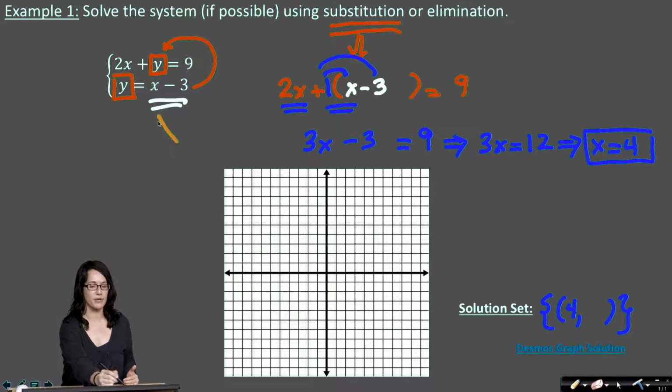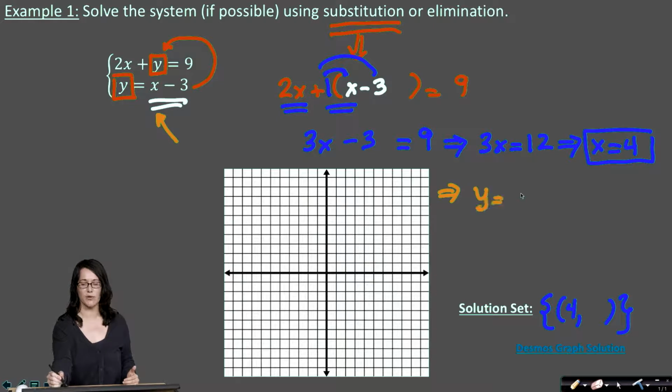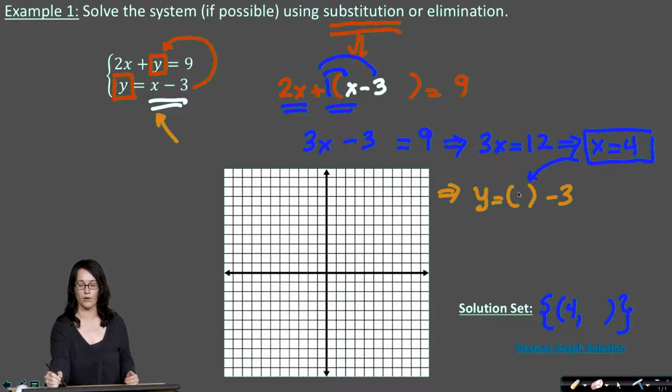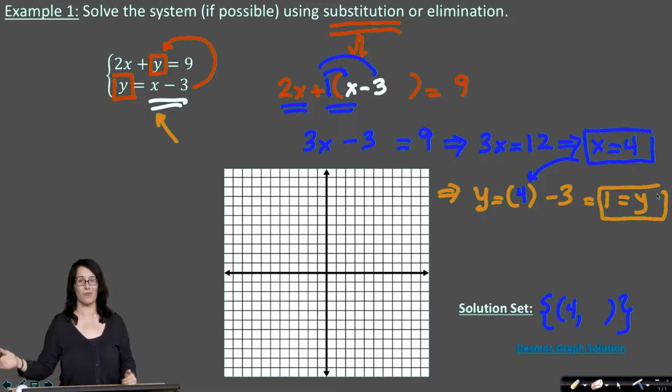So I could plug x in right there in the second equation. That would probably be the easiest. And I would get that y should equal 4 minus 3, because x here we found a moment ago was just 4. And 4 minus 3 gives us our answer of, that's right, 1. So we now have that y should equal 1 when x equals 4. So the input of 4 gives you the output of 1. All right, so we have our solution set.